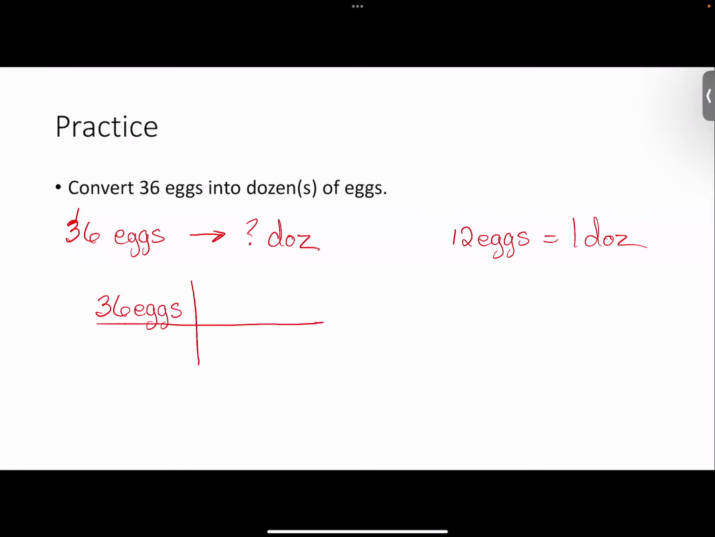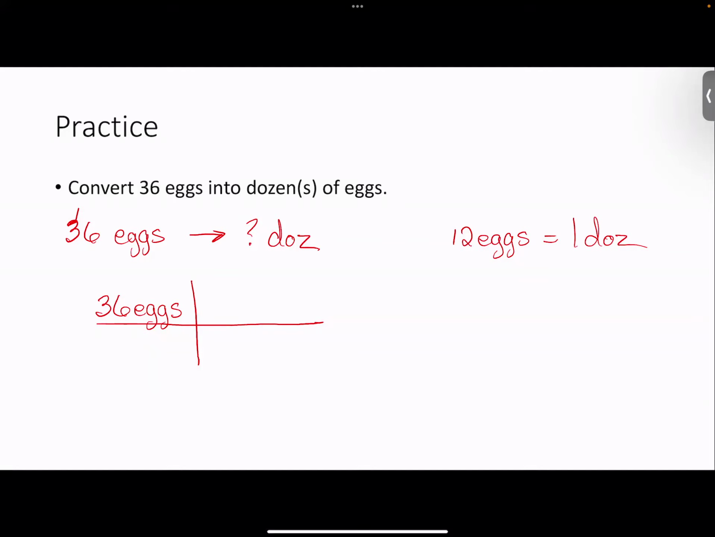And then you're going to use the equality. Now, folks, I use this railroad track method. Many people use this railroad track method because what you will notice is if eggs is in the numerator in this piece, then when we get to the conversion factor, eggs has to be in the denominator because they have to cancel.